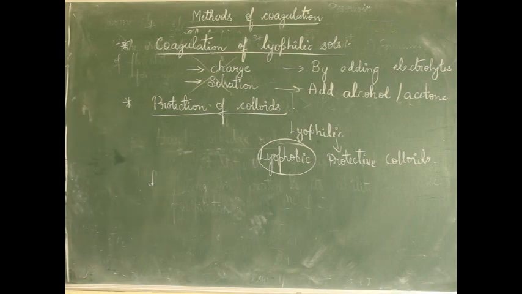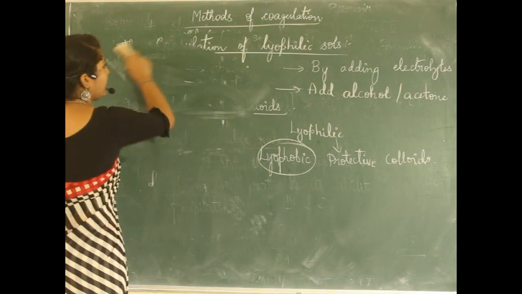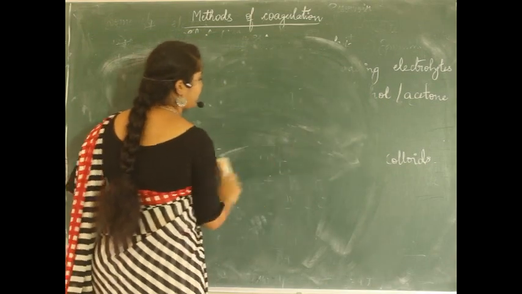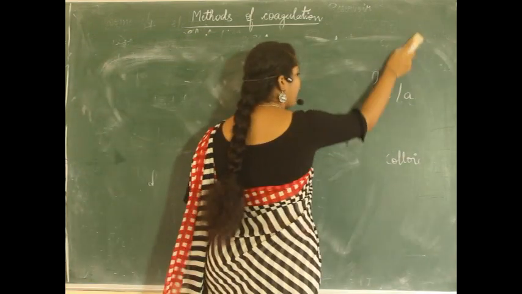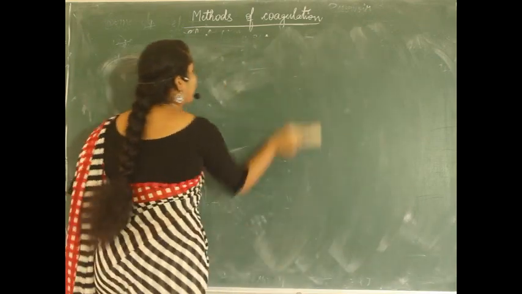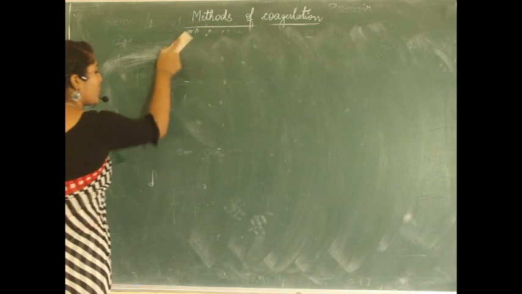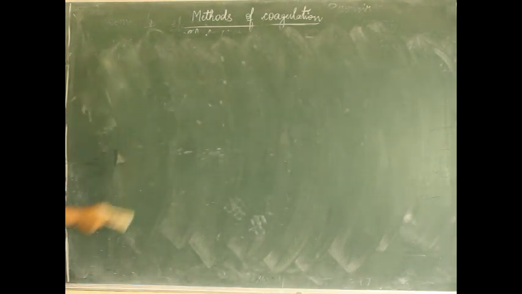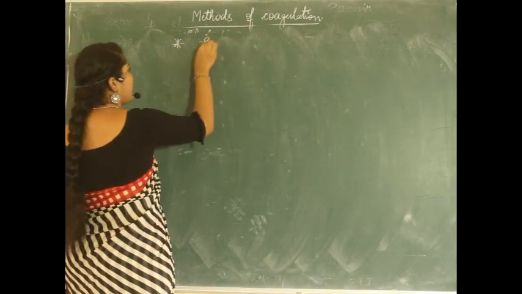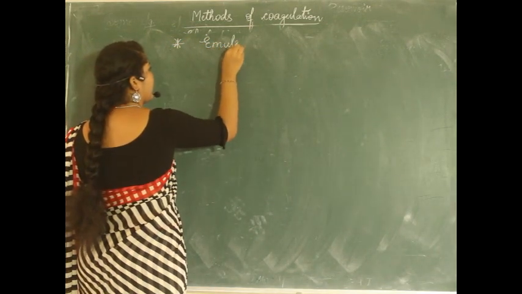We will move to the next part, which is about emulsions. So we have studied about emulsions, isn't it? Different types of sols, solid sol, aerosol, emulsions, gel, all that we have studied. Now we will study some important points related to emulsions.